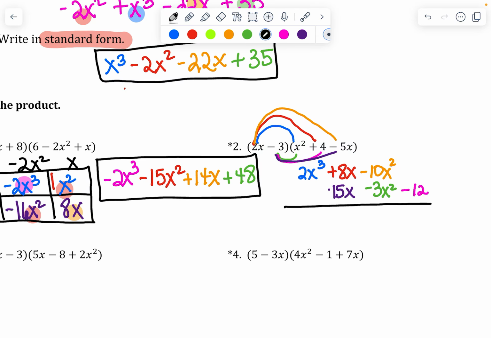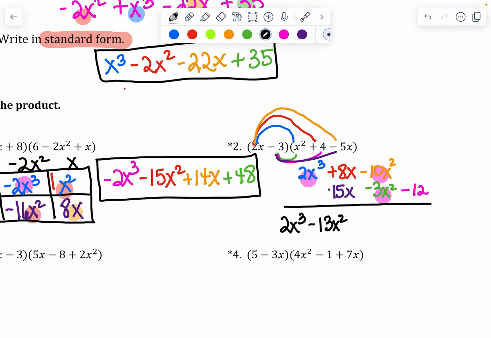So the first thing is this 2x to the third. And so I have dealt with that. Let's go ahead and highlight it so I can know I've done that one. So I've done that one. The next one I need to do are these x squareds. So if I combine those next, I would get negative 13x squared.